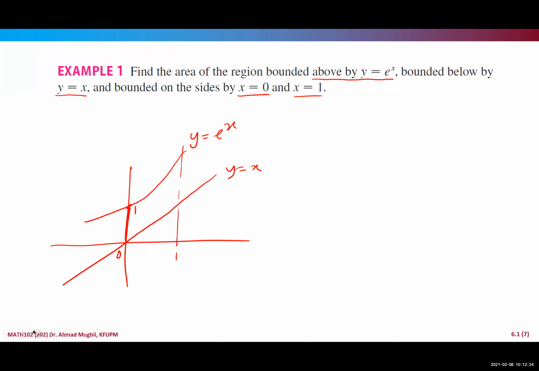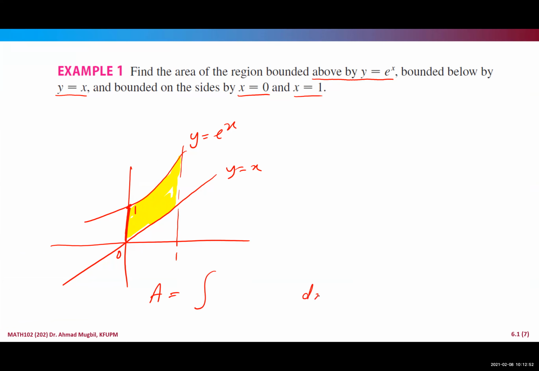So where is the region that we need to calculate the area for? The region is here. It is this region. Now it is clear here, ya shabab, what is the upper curve? The upper curve is y equals e to the power x, and it is mentioned. So now who can tell me what will be the integral? The area will be the integral from where to where?